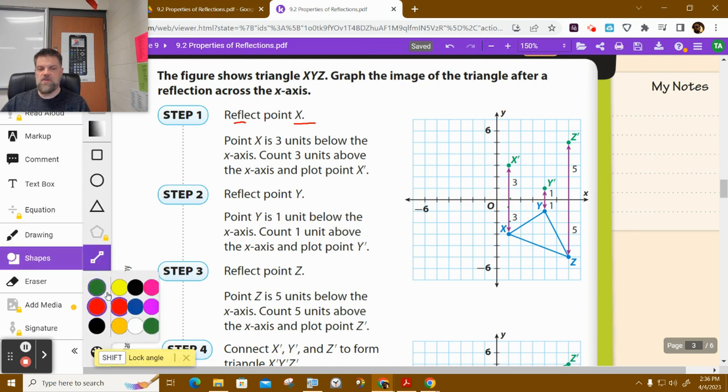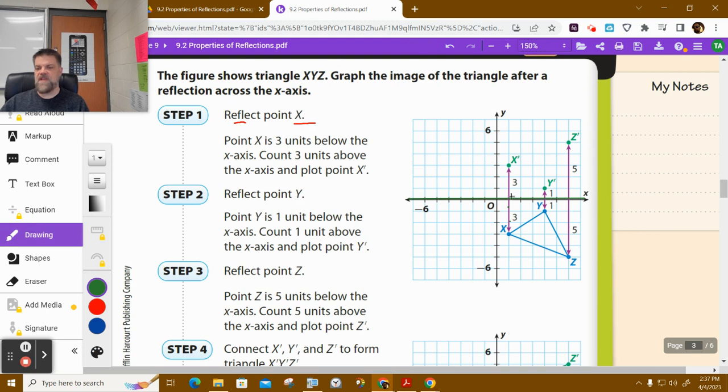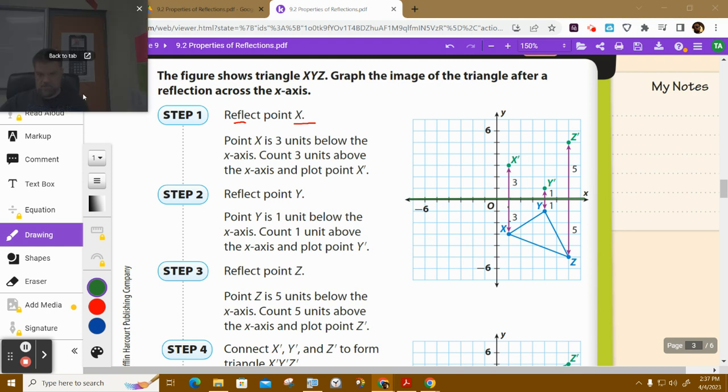So for those of you playing along at home, the x-axis is this thing here. So I'm drawing the line of reflection so you guys can see it. So if it's 1, 2, 3 units away from that line of reflection, then I just move 1, 2, 3 units on the other side. That's X prime. Y is 1 unit away. So I go 1 more unit on the other side. And Z is 1, 2, 3, 4, 5 units away. So I'd go 5 more units in the other direction. And that gets me to Z prime.